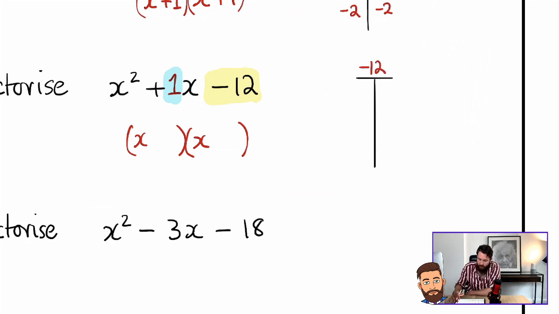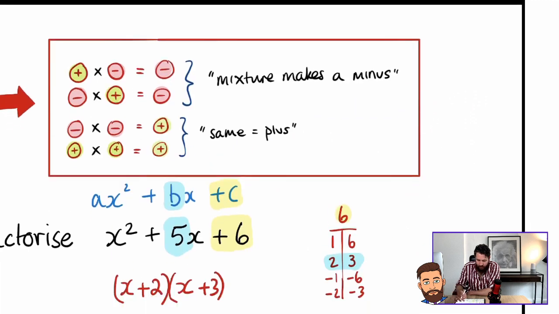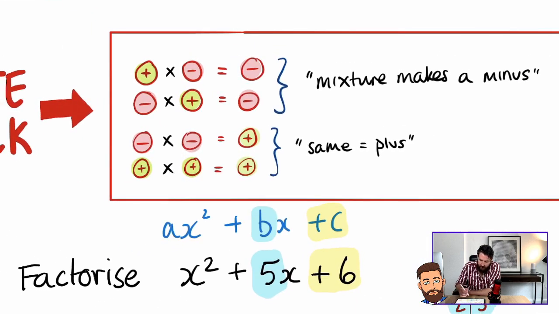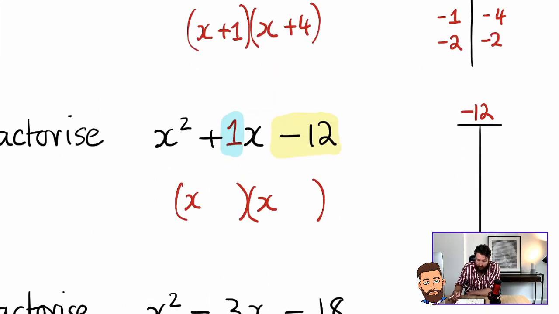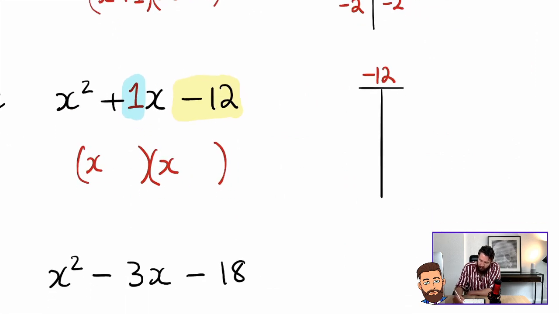how do we make a minus? What do we multiply to make a minus? Well, if you check your information sheet up the top, how would you make a minus? Well, these are minuses. How do I make these? From a plus and a minus, or a minus and a plus. So I need a mixture of signs. So keep that in mind. How do I make 12? Well, 1 and 12 makes 12, but I need a -1 and a plus 12, okay? Because -1 and plus 12 times together makes -12 because a mixture makes a minus.